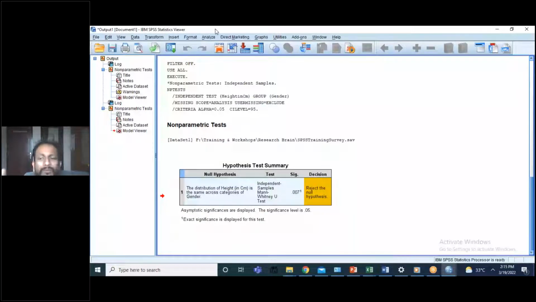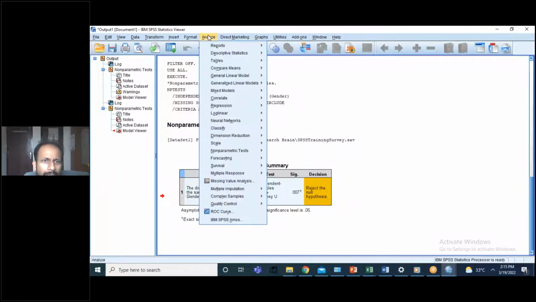And one more thing, always try for a parametric test to the maximum extent possible. But in spite of all your best efforts, if you're not able to do the parametric test, then you can go for its equivalent non-parametric test by going through this part, analyze the non-parametric test. This is what it is.